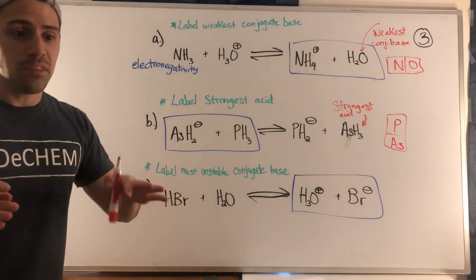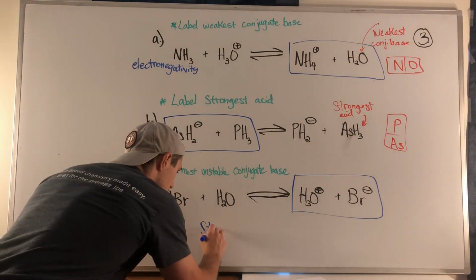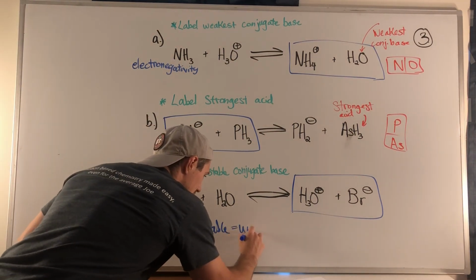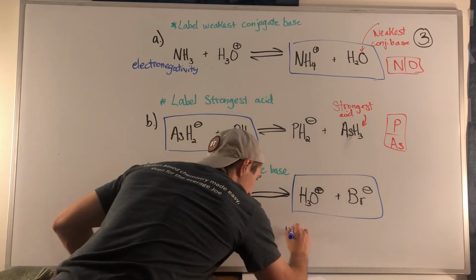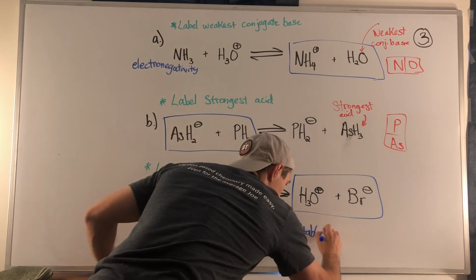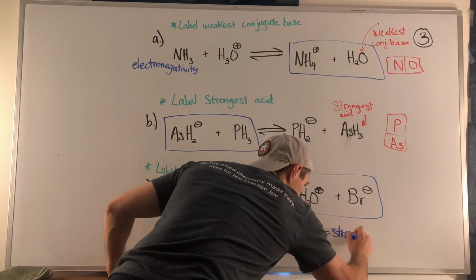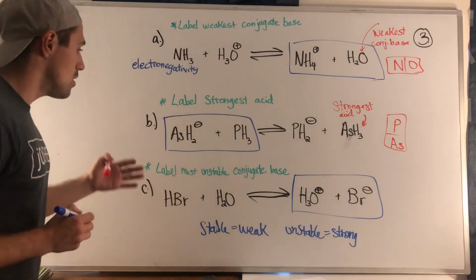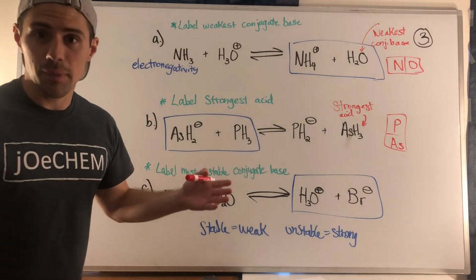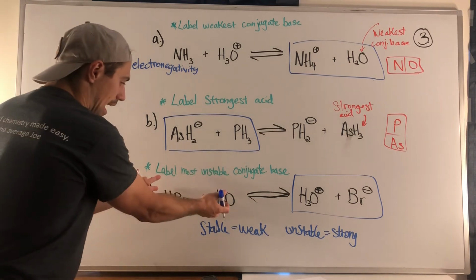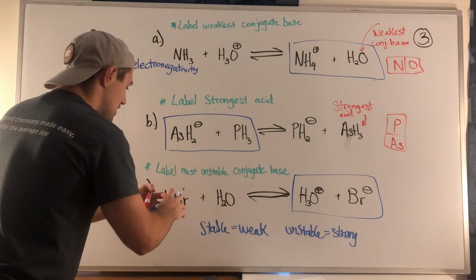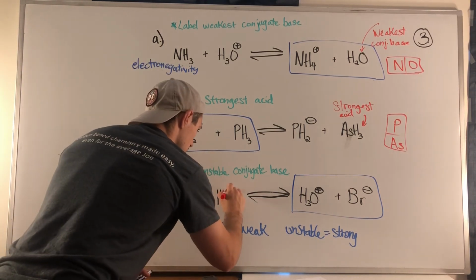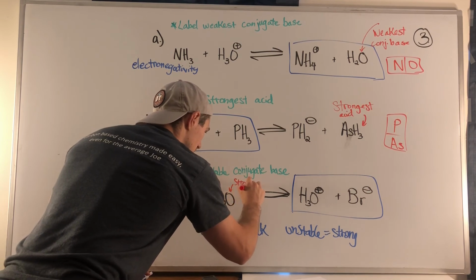Now think about that. If stable equals weak in acid-base world, that means unstable equals strong. So we're just basically being asked, label the strongest conjugate base. So if this is our strong side, and this is the strongest acid, this is our strongest, we can just even say strongest base.